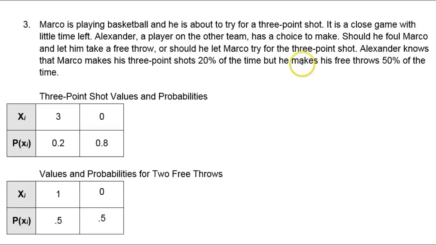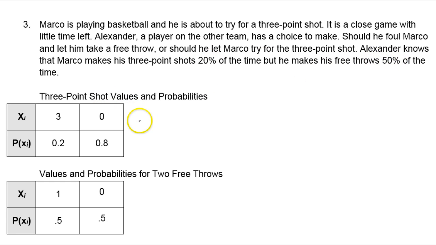But he's not in a good position for that. But he can push him or yank his arm or something illegal. That's all he could do. Anyway, the reason Alexander is thinking about this is because Alexander knows that Marco makes his three-point shots 20% of the time, but he makes his free throw shots 50% of the time. All right?